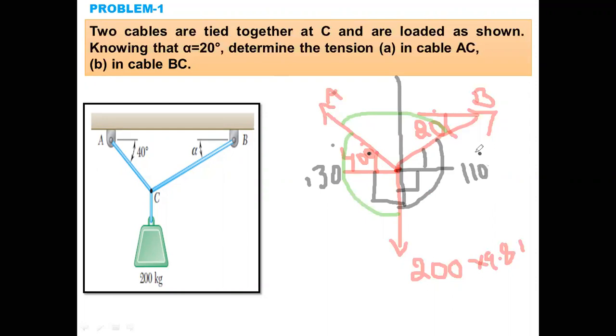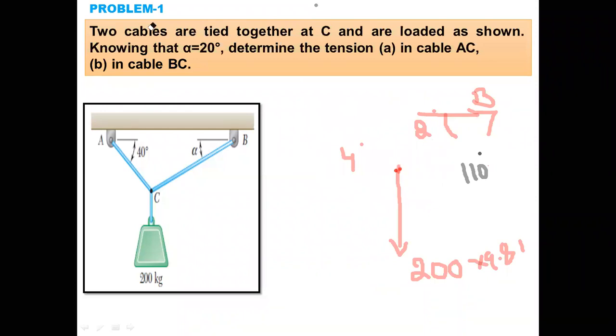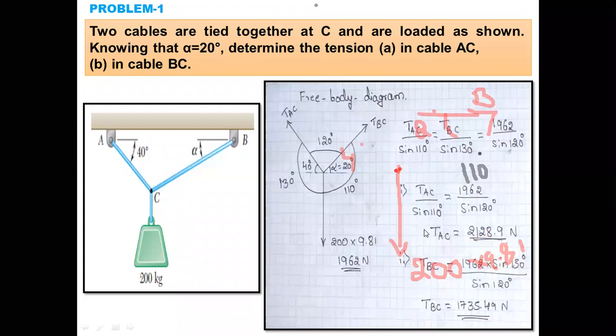So what is the remaining angle out of 360 degrees? In 360 degrees the remaining is 120 degrees. That 120 degrees will form here. So how will the free body diagram look? The free body diagram of the figure will appear like this.